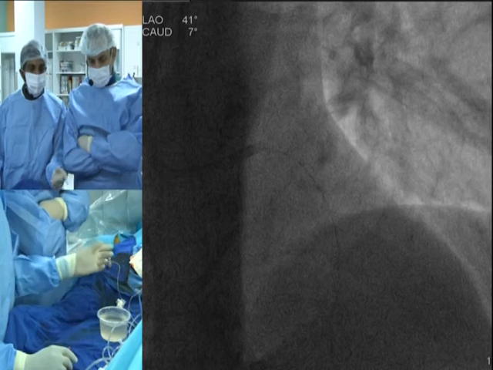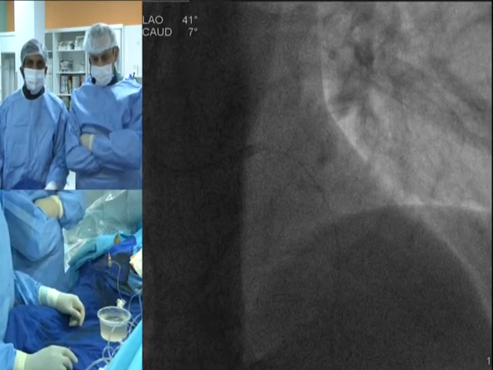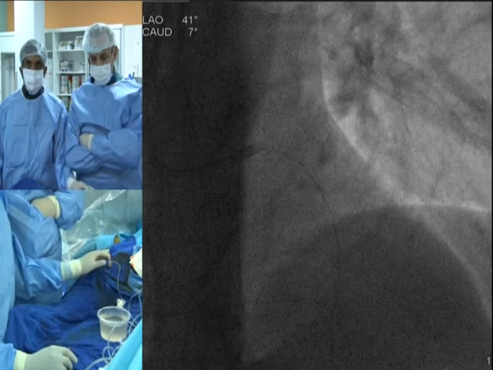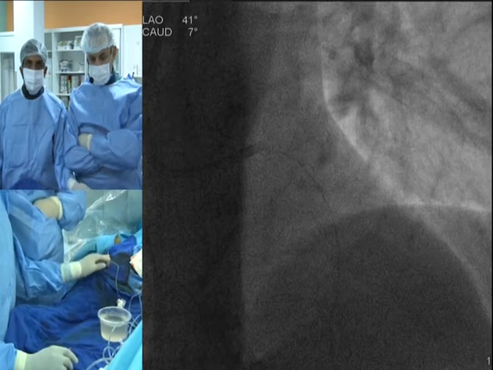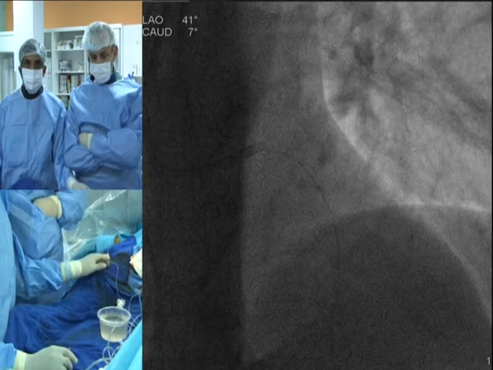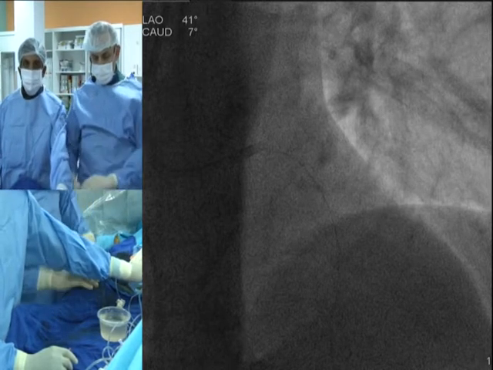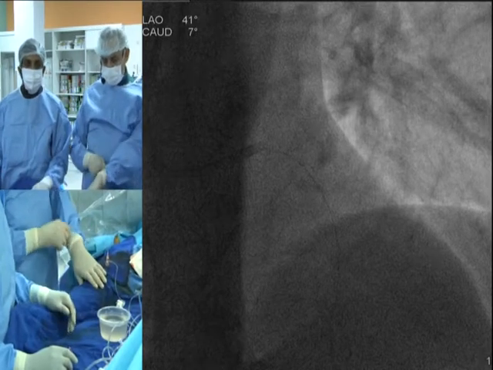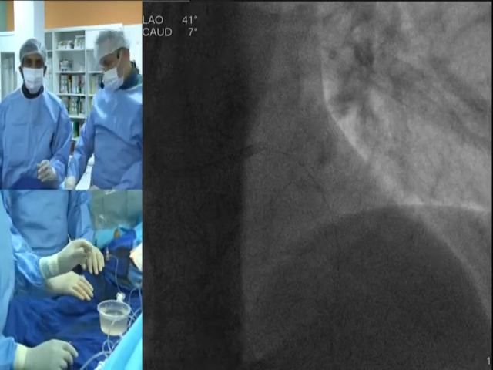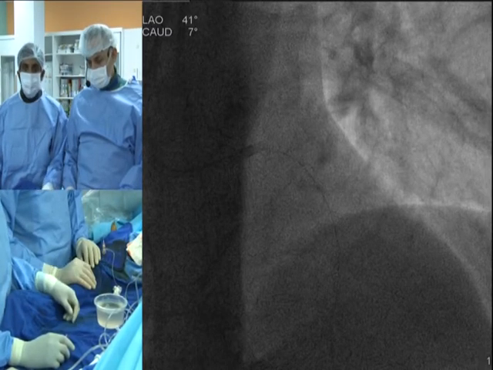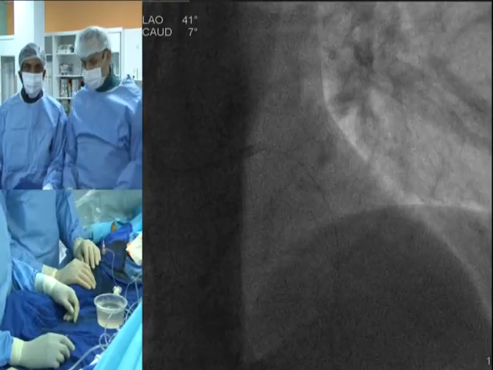A bilateral transradial access with 6 French Slender Glidesheaths made by Terumo. We introduced from the right radial a 7 French EBU 3.5 Launcher guide catheter that was used to cannulate the left main artery, and we have a 7 French JR4 Launcher guide catheter from the left radial, which is used to cannulate the right coronary artery successfully, and we have taken an angiogram with the dual contrast.